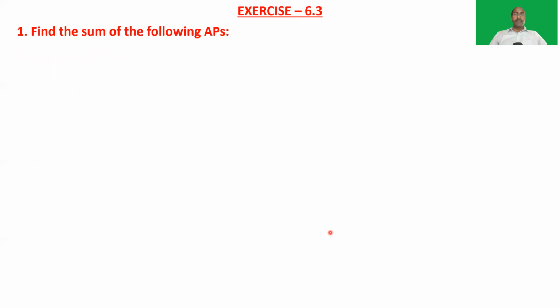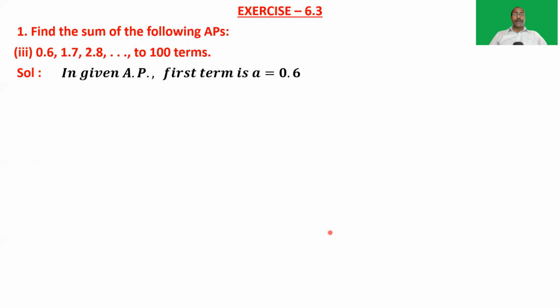And similarly, take the third one: 0.6, 1.7, 2.8 up to 100 terms. So just now I'm presenting the problem. Just watch carefully. I'm not explaining here. Just understand yourself.